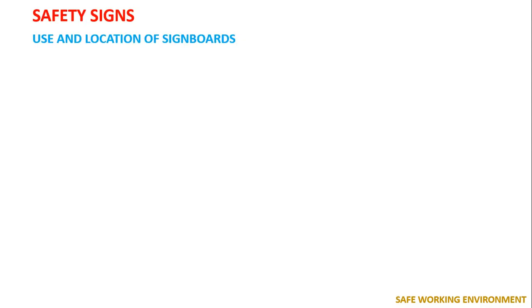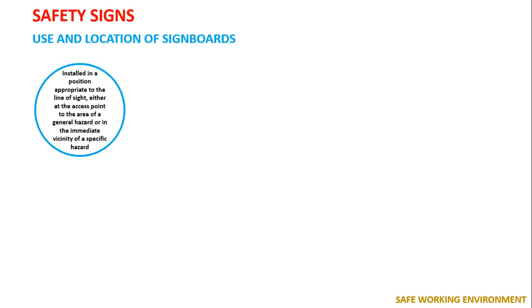So now, what should be the use and location of the signboard? The signboard should be installed in a position appropriate to the line of sight, either at the access point to the area of the general hazard or in the immediate vicinity of the specific hazard. So the signboards could be placed at the entrance or at the immediate vicinity where the hazard is present.